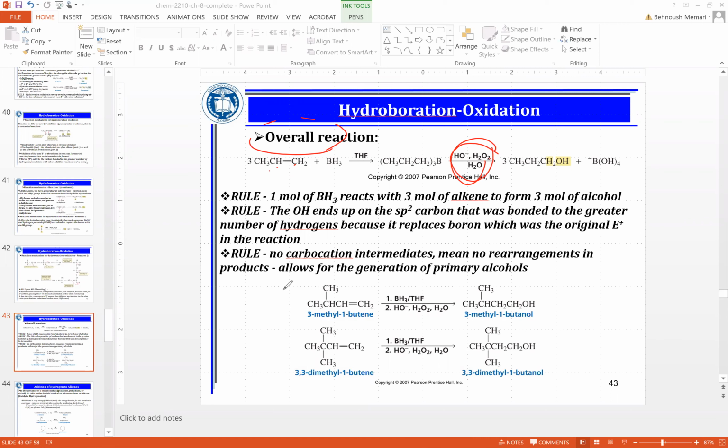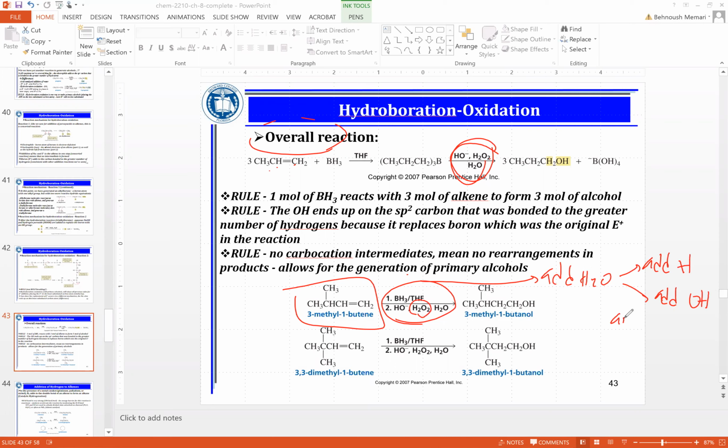You have an asymmetrical example here. We know that this reagent mixture translates to adding H and adding OH. Because the H2O2 means anti-Markovnikov, we are going to add the H to this carbon and OH to the first carbon.